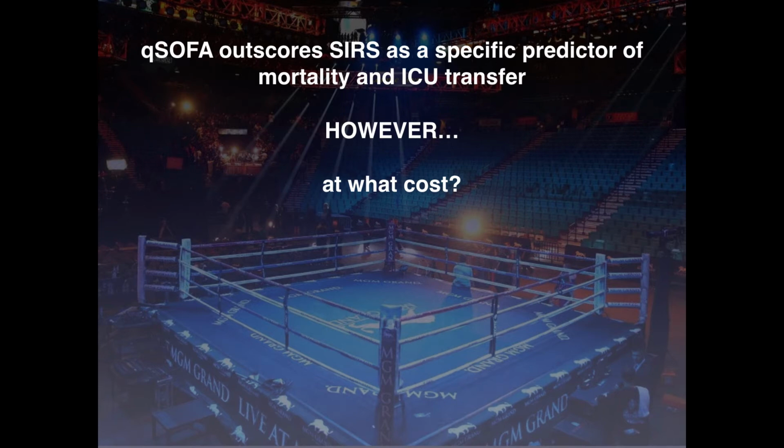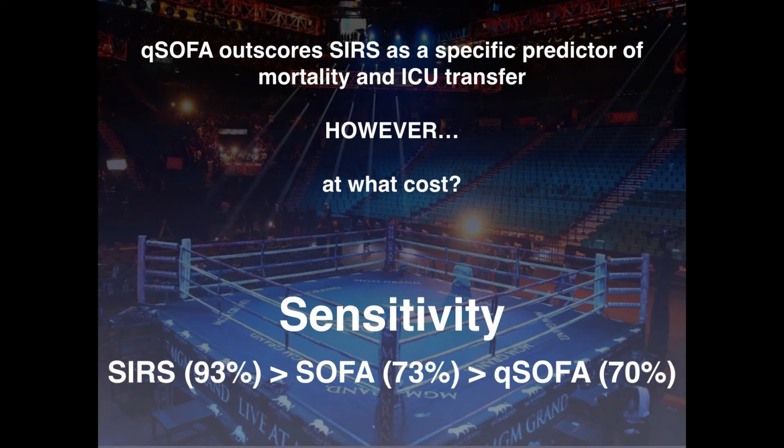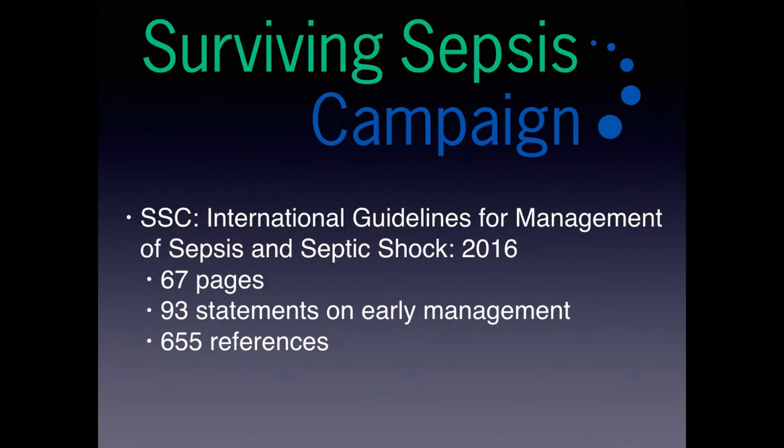However, at what cost? Well, it's the sensitivity. The sensitivity of SIRS has been shown to be a lot better at identifying these people than qSOFA and SOFA. And you can see here the numbers don't lie: 93%, 73%, and 70% for SIRS, SOFA, and qSOFA.